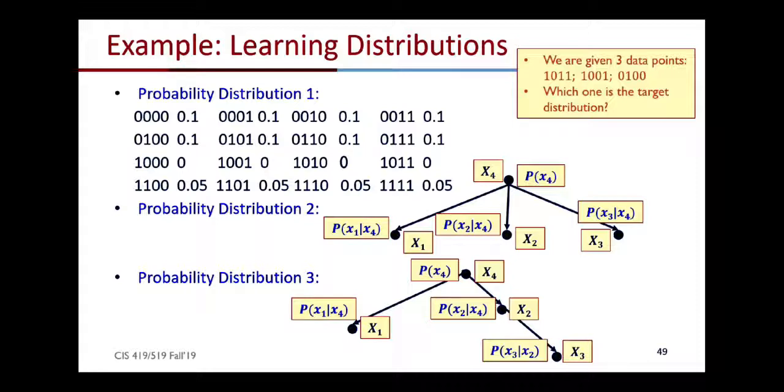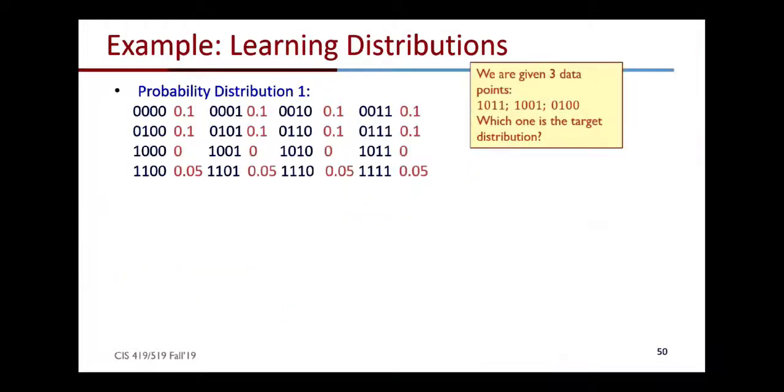How about P1? No. Why not? One, zero, one, one. Yes, it is zero. So it could not have generated this data set. So it's not P1. Okay, everyone agrees? So the likelihood that P1 has generated this data set is zero. The other two are still valid.